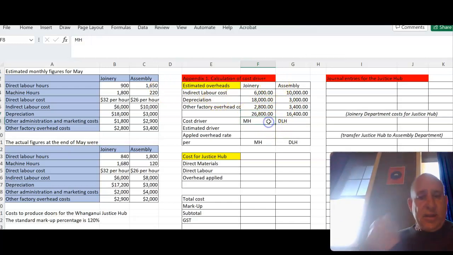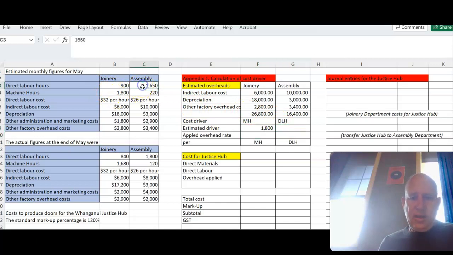We're using machine hours here because it's capital intensive manufacturing in the joinery, and labour intensive in the assembly, so we'll use direct labour hours there. That's given to you on the sheet. So the estimated machine hours is 1,800, and the estimated labour hours is 1,650.